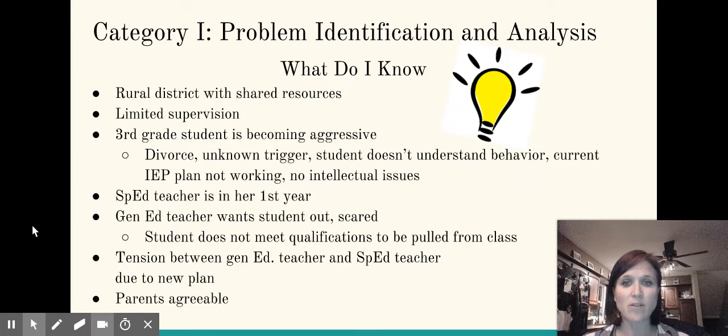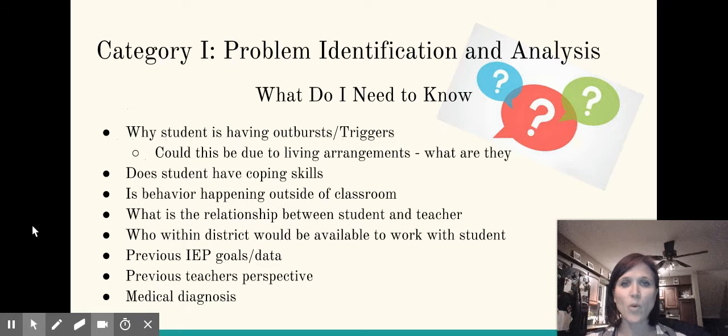So because of that diagnosis and because of the plan that the special education teacher has come up with, there's tension between those two teachers. And also know that because of that first meeting, it does seem like the parents are agreeable and wanting to work with the school on Carl's behavior. What do I need to know?